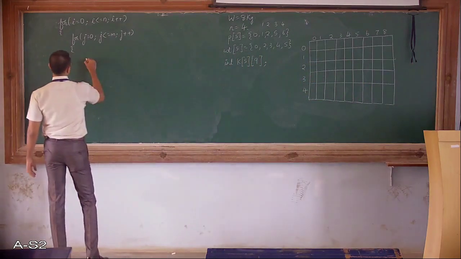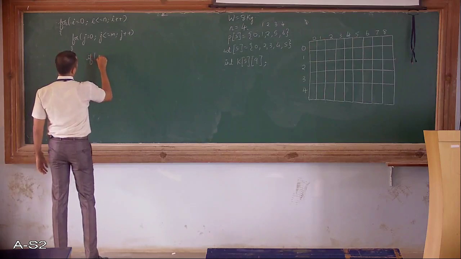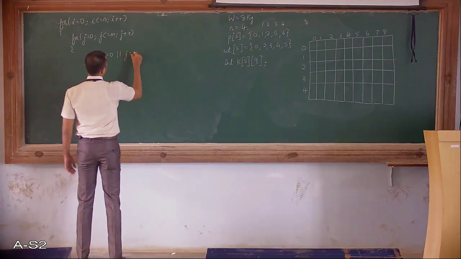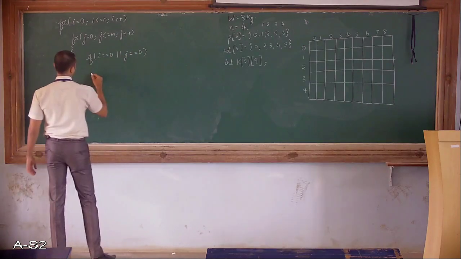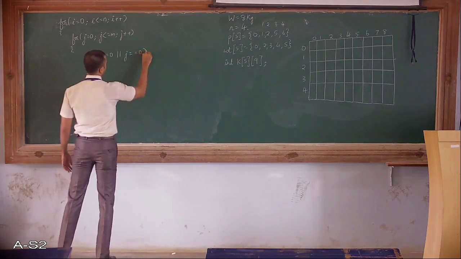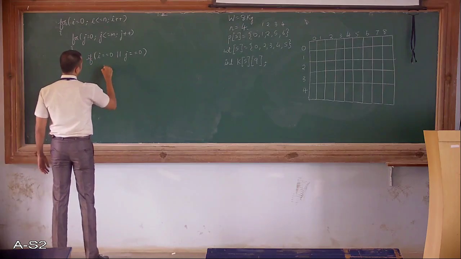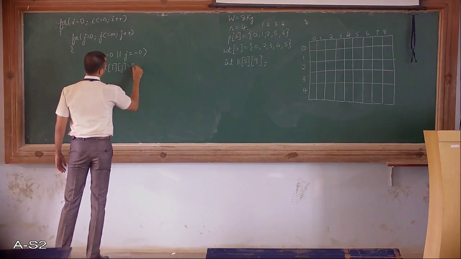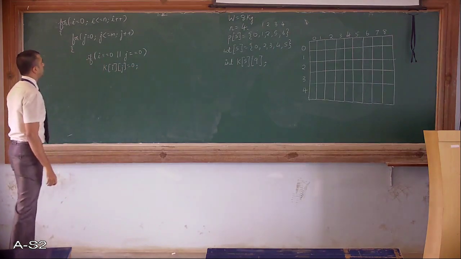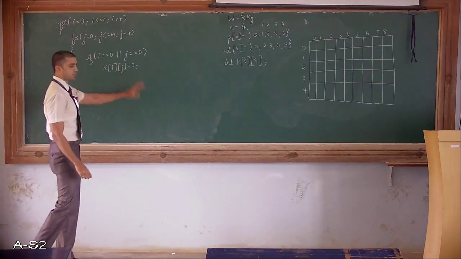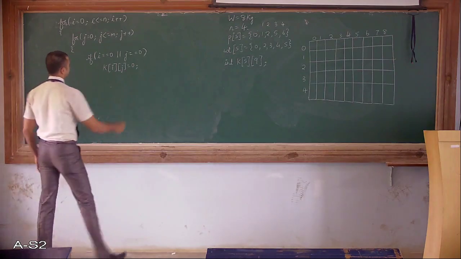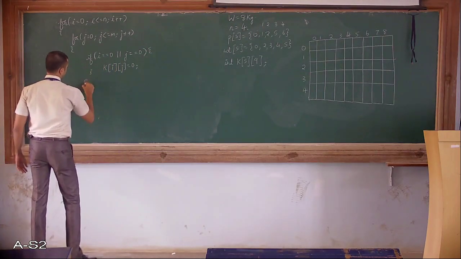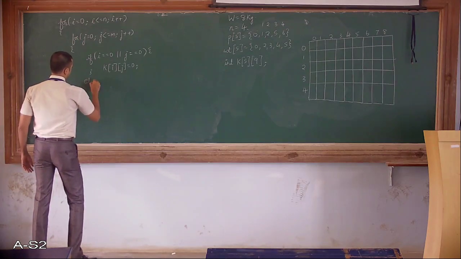I'm going to have 3 cases. If i equals 0 or j equals 0, then K of i comma j is equal to 0. So this is the first case.